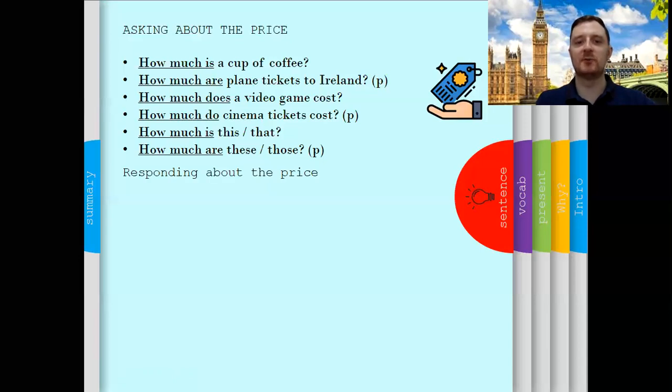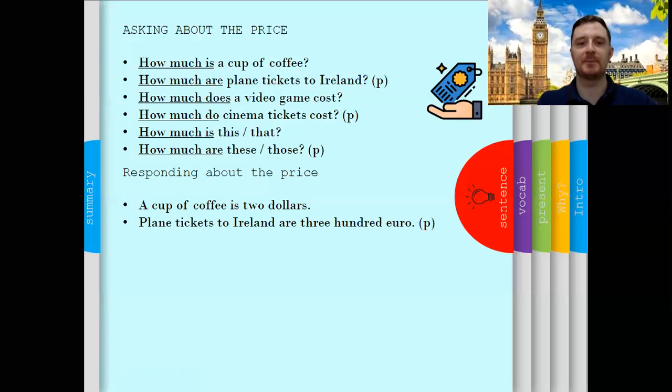And this is how we respond to the price. So how much is a cup of coffee? The answer is going to be a cup of coffee is $2. Very straightforward. How much is? And we also say a cup of coffee is. We use the same format, the same structure.